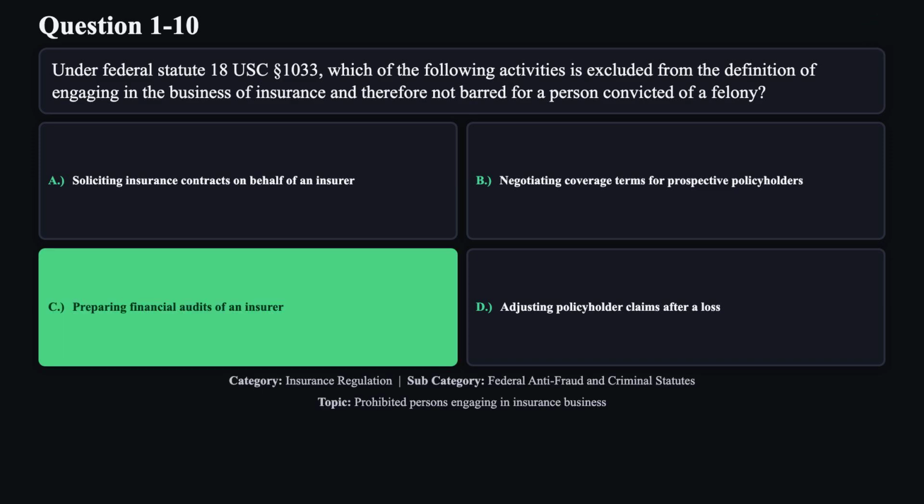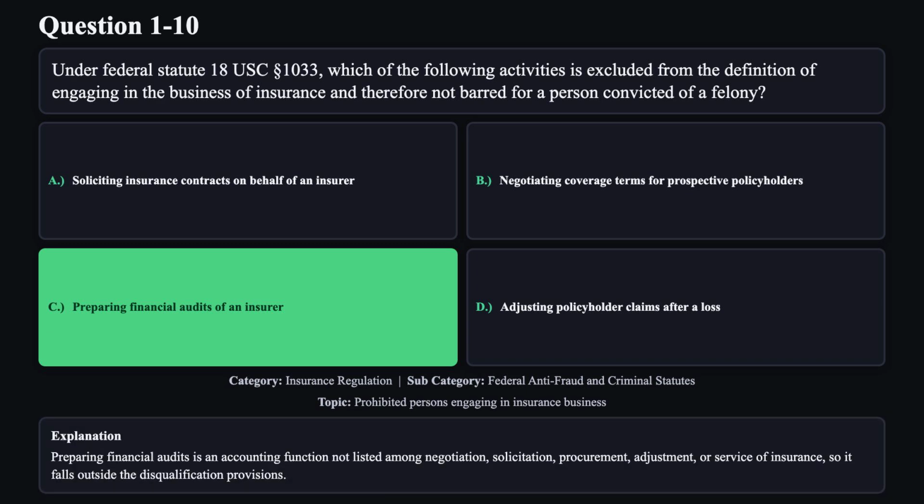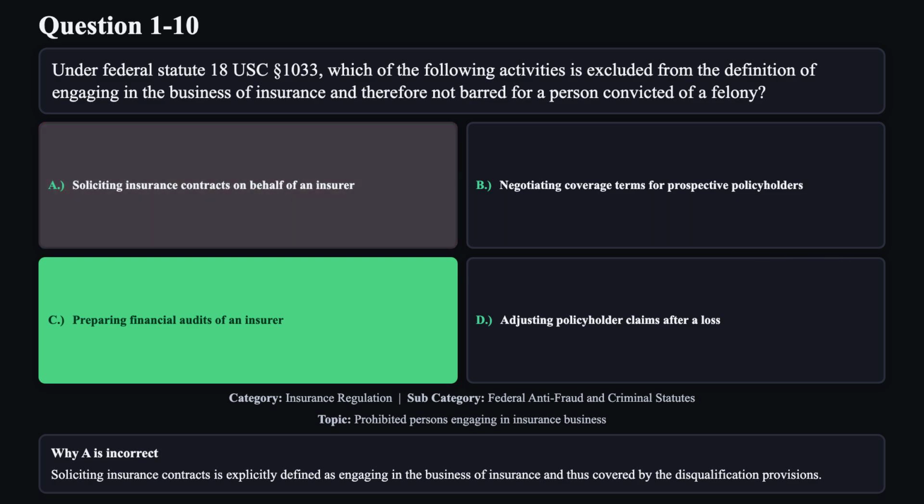The correct answer is C. Preparing financial audits is an accounting function not listed among negotiation, solicitation, procurement, adjustment, or service of insurance, so it falls outside the disqualification provisions. Reason A is not correct. Soliciting insurance contracts is explicitly defined as engaging in the business of insurance, and thus covered by the disqualification provisions.